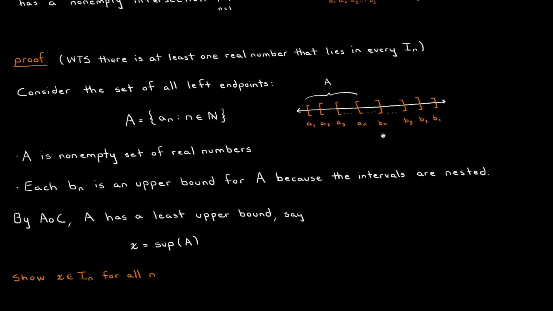Going back to this diagram, we have the collection A of all left endpoints, a_1, a_2, a_3, and so on forever, and the supremum of A, which we called x, would lie somewhere over here because the supremum is an upper bound for A. Therefore, it's going to be greater than or equal to all the a's. So this is a reasonable candidate for something that could be in all of these sets. Indeed, our goal will be to show that this element x does lie in all of the intervals. That is, x is an element of I_n for all natural numbers n.